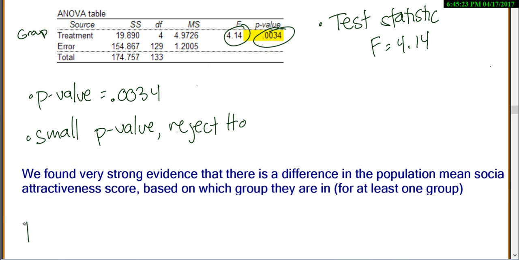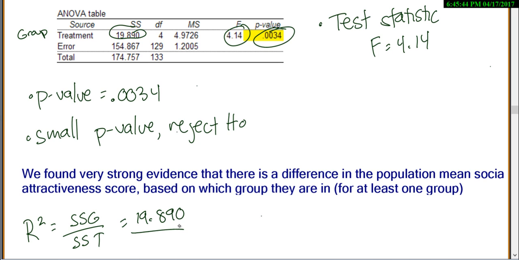And finally they said find and interpret R squared. So R squared, the formula for that is sum squared group over sum squared total. So coming up here, which one do you think would be SS, or sum squared? I would guess it would be the SS ones. So for the group, that's called the treatment one. So that would be 19.890. And sum squared total is 174.757. Which is 11.38. Actually, it's 0.1138.